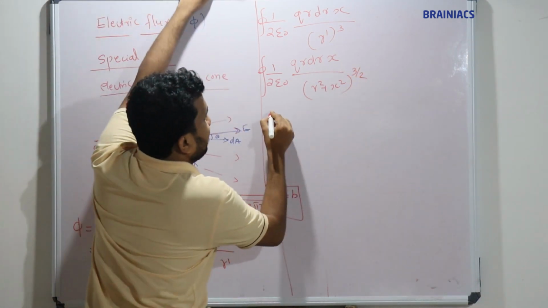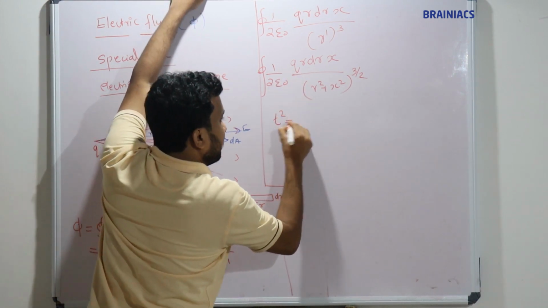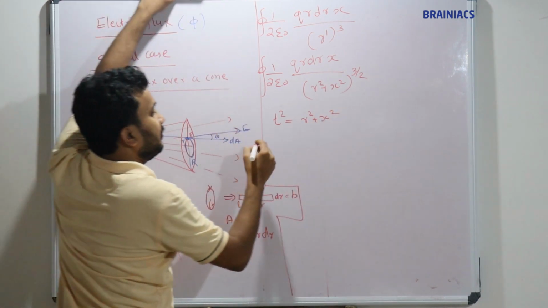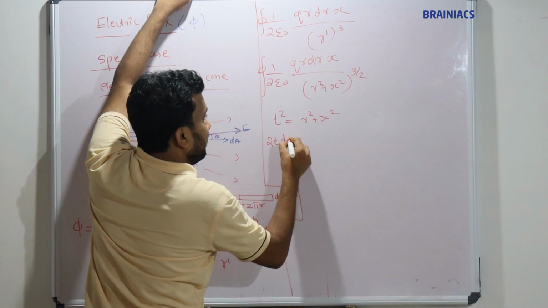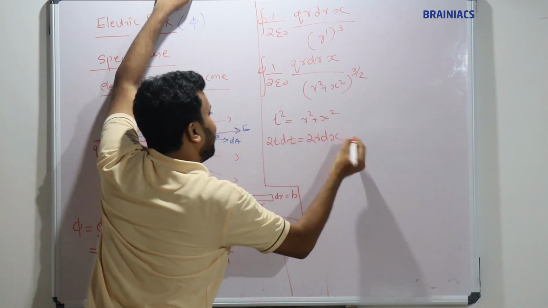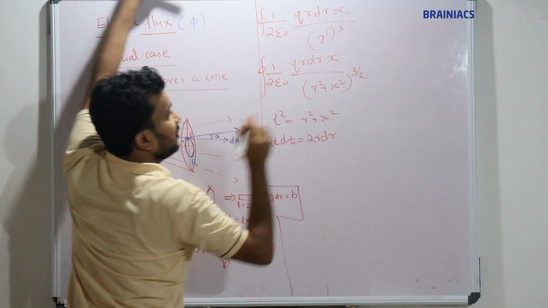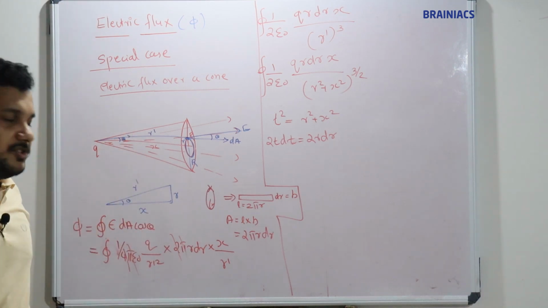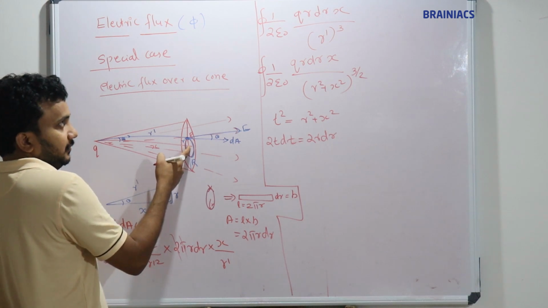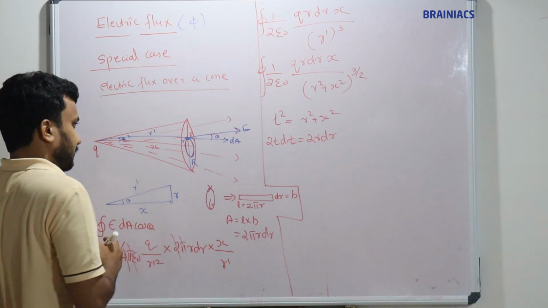Now I want this to be integrated. To integrate that, I am taking t square equal to r square plus x square. Both sides I am differentiating. So 2t dt will be equal to 2r dr. With respect to r I am differentiating, not with respect to x. x is constant, so its derivative is 0. Now, this is for a small circle. I need it for a bigger circle.